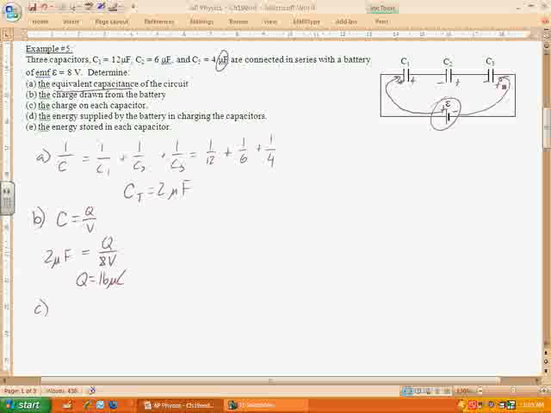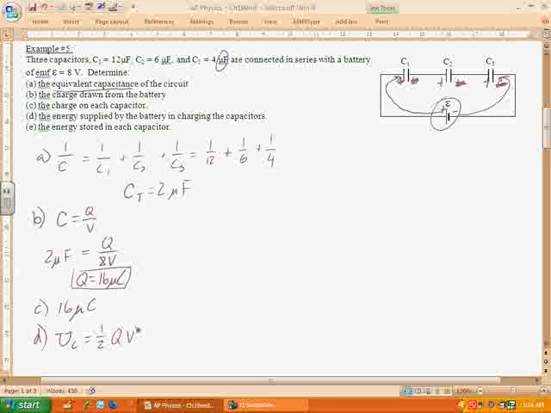Okay, let's look at D. Letter D, the energy supplied by the battery in charging the capacitors. Well, the energy of a capacitor we learned before is equal to 1/2 QV. Now, since I'm looking for the energy supplied by the battery, I would have to look at the charge and the voltage of the battery, or I can look at the whole circuit, right? There's lots of different ways you can look at it, but let's go ahead and just work this out.